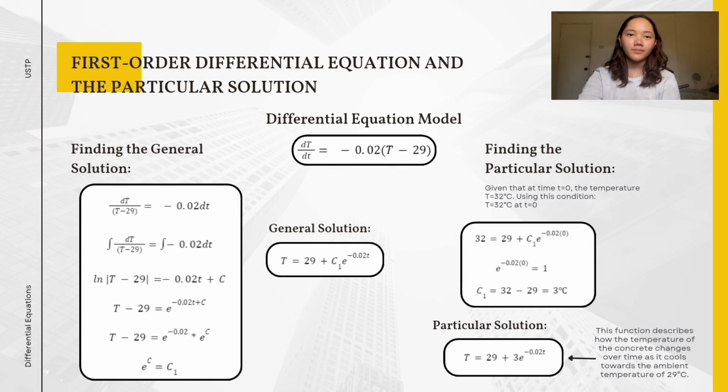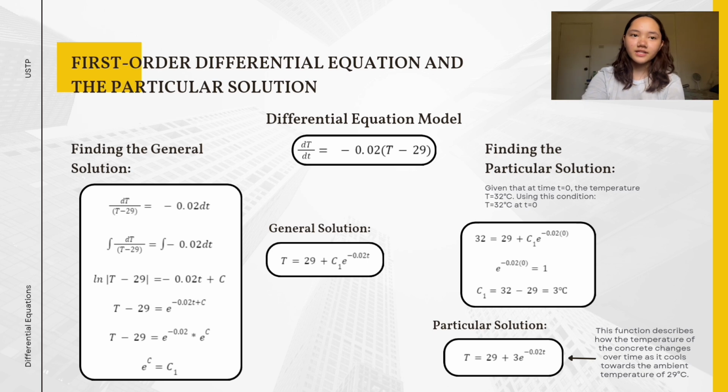Now, we will be finding the particular solution of the given equation. The first step is to separate the variables temperature and time. Next, we integrate both sides, which results in ln of temperature minus 29 equals negative 0.02 times time plus c, where c is the constant of integration. Then, to eliminate the natural logarithm, we exponentiate both sides, which simplifies to T minus 29 equals e raised to negative 0.02 times time, times e raised to c. Since e raised to c is just another constant, let's define it as c1. So we have a general solution of T equals 29 plus c1 times e raised to negative 0.02 times time.